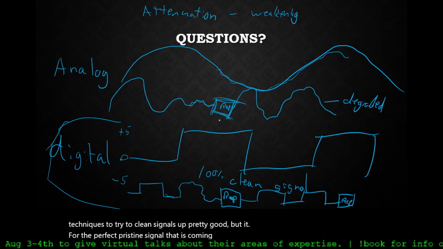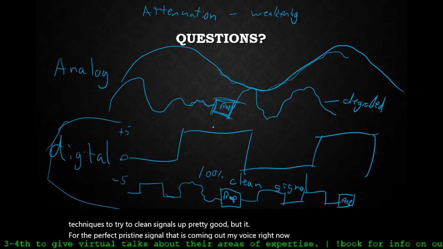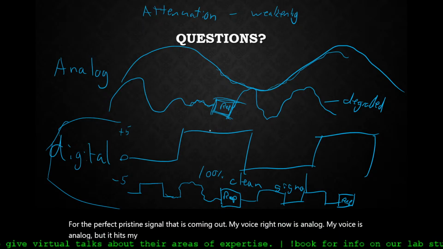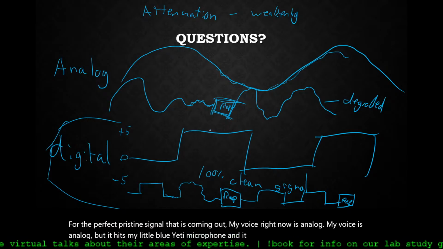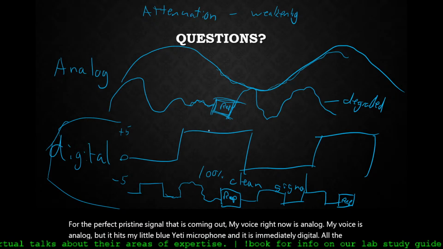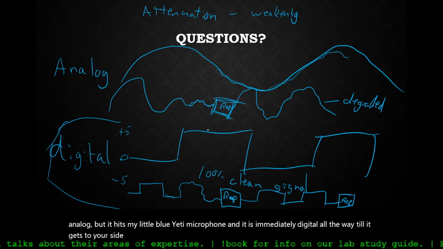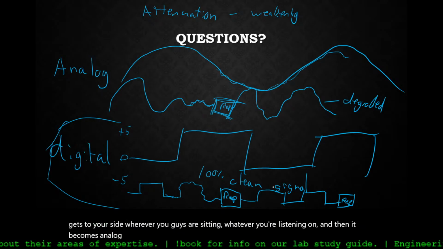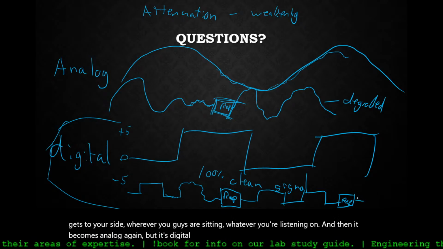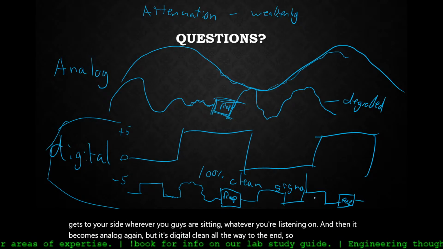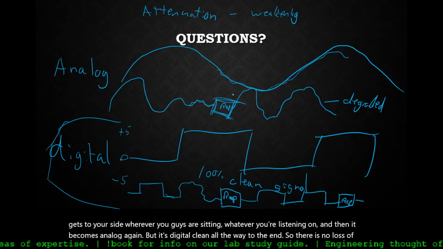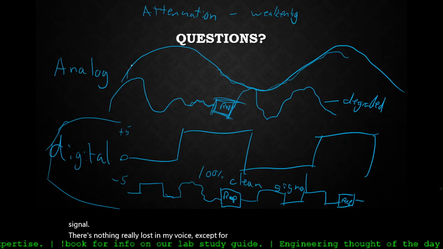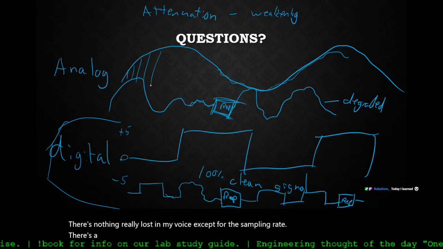My voice right now is analog, but it hits my little Blue Yeti microphone, and it is immediately digital, all the way till it gets to your side, wherever you are sitting, whatever you're listening on, and then it becomes analog again. But it's digital clean all the way to the end, so there is no loss of signal. There's nothing really lost in my voice except for the sampling rate. We can only get so much back.